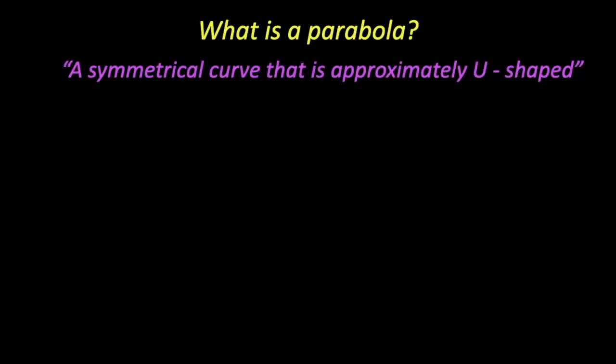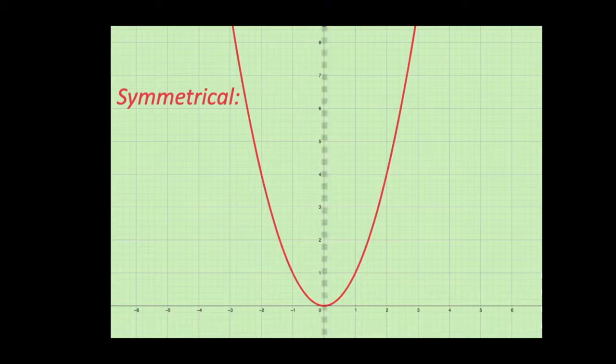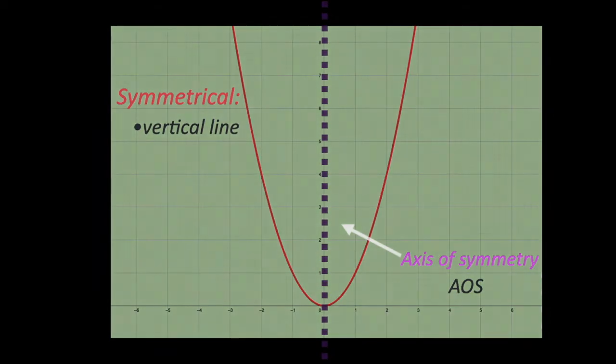In this video, we're going to talk about parabolas, and a parabola can be defined as a symmetrical curve that is approximately U-shaped. When we say a parabola is symmetrical, we mean that it looks the same on either side of a vertical line, and we call this vertical line the axis of symmetry, or the AOS.